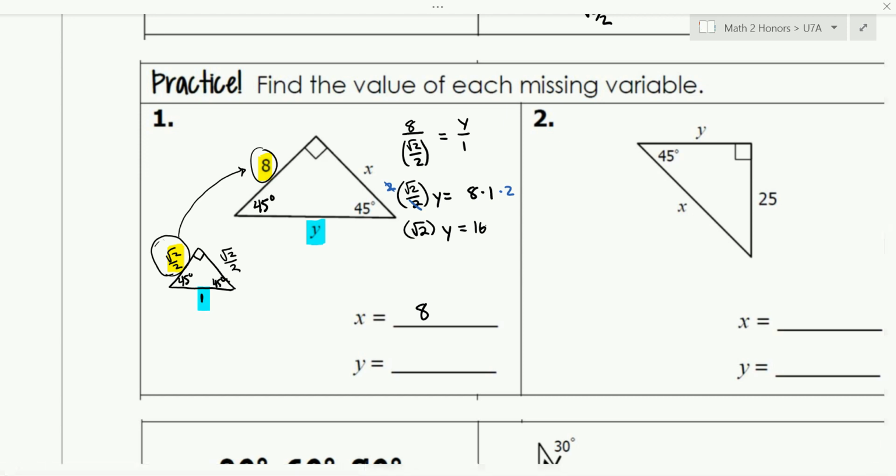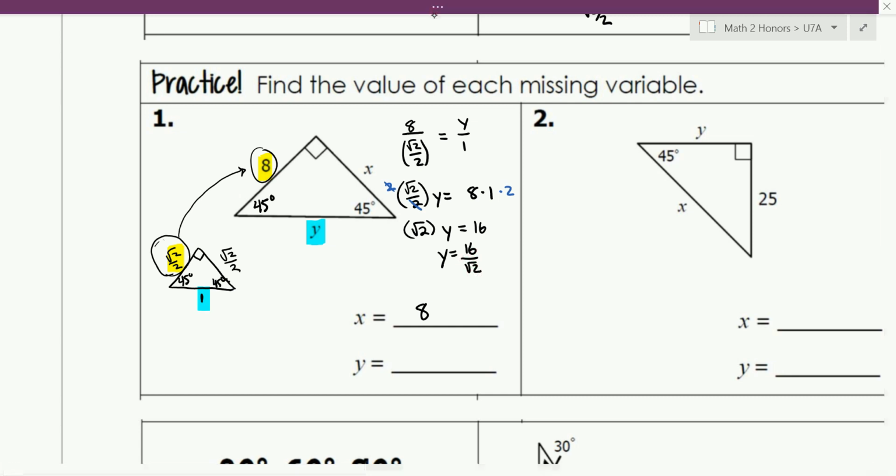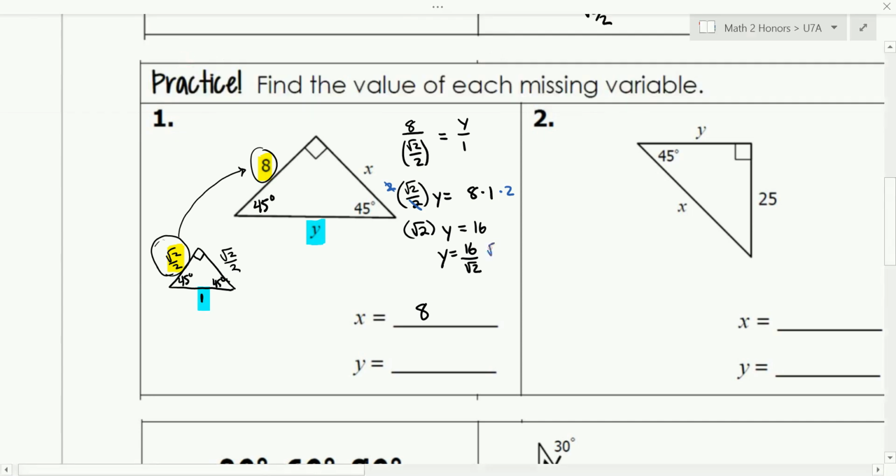There are lots of ways to do this, but let's divide by root 2. We get 16 over root 2. Can't leave that root 2 in the denominator, so multiply top and bottom by root 2. And we get 16 root 2 over 2. And then you reduce that, which is 8 root 2. 8 square root 2.